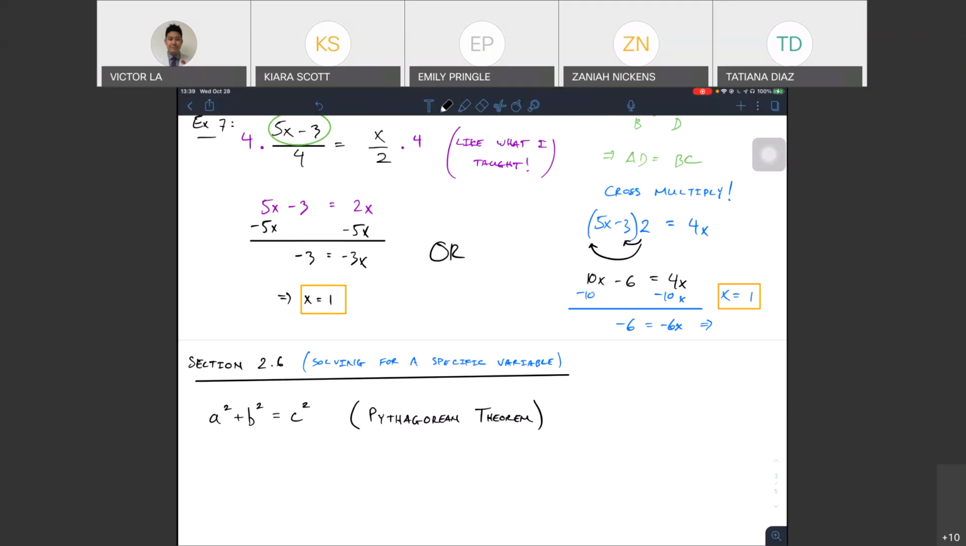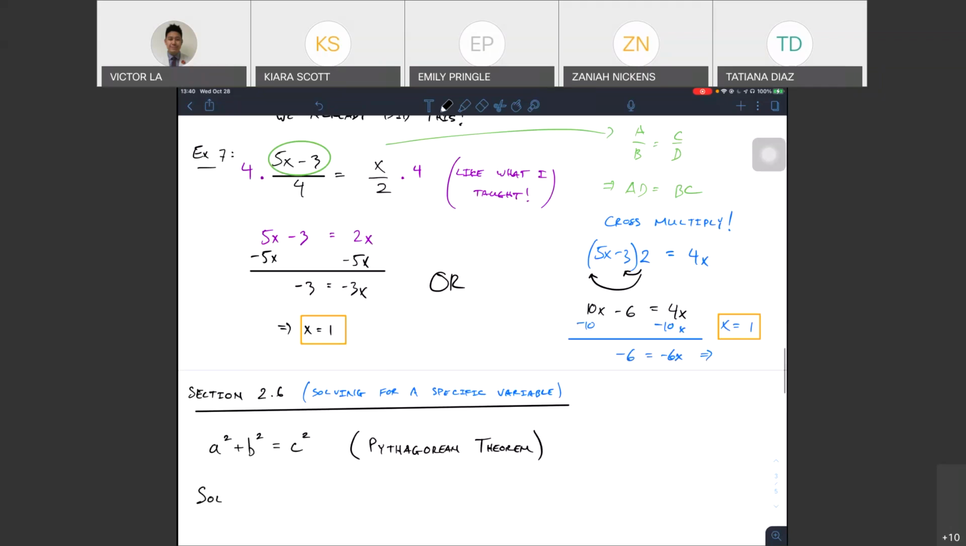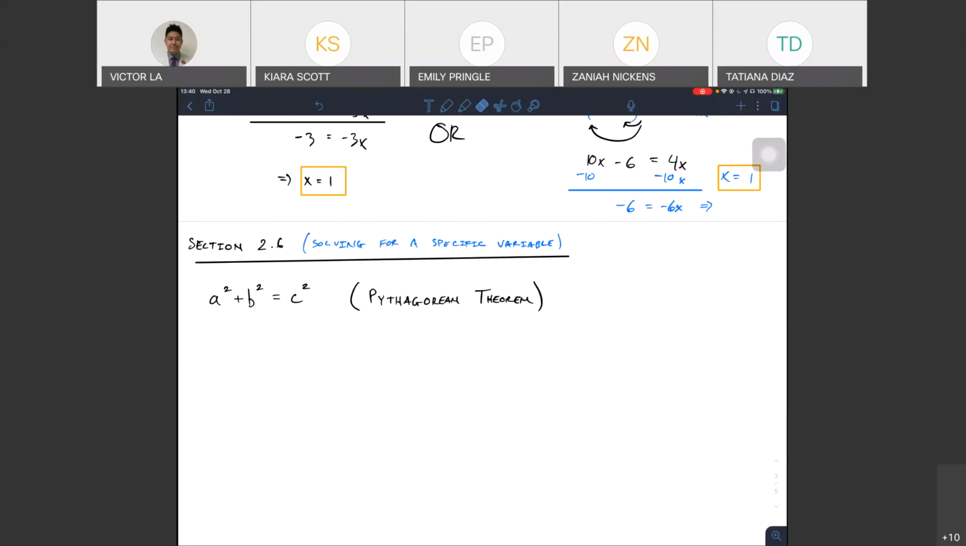All right, so say this is example 8, and it asks us, solve the equation in terms of A.